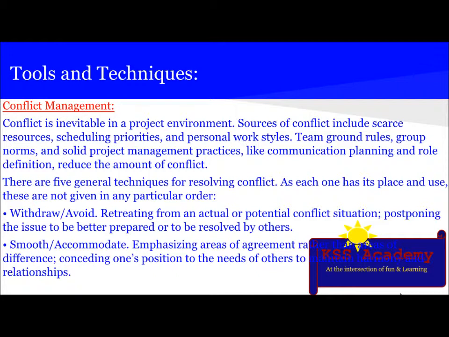The second technique is smooth or accommodate, emphasizing areas of agreement rather than areas of difference, conceding one's position to the needs of others, and maintaining harmony and relationships.